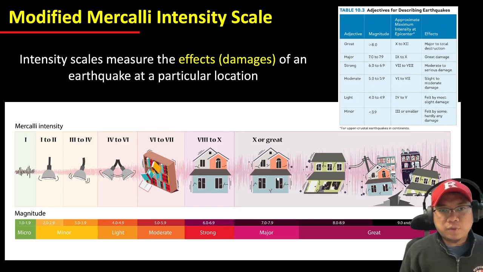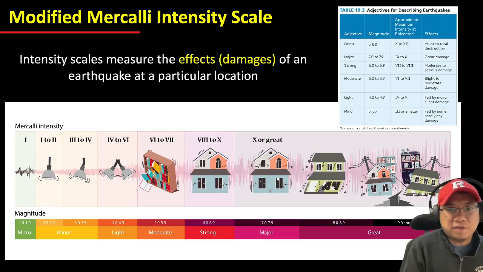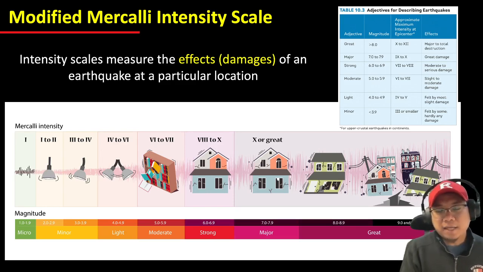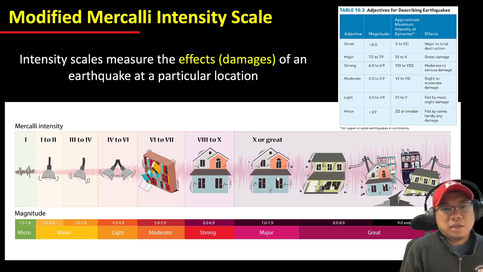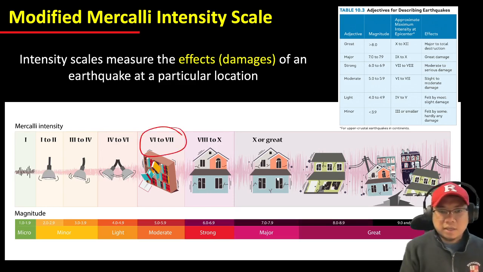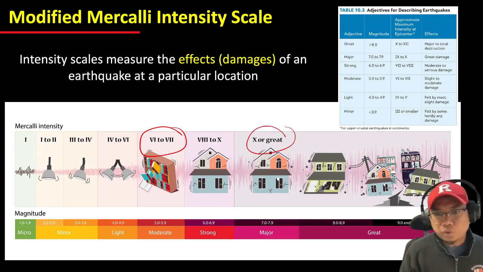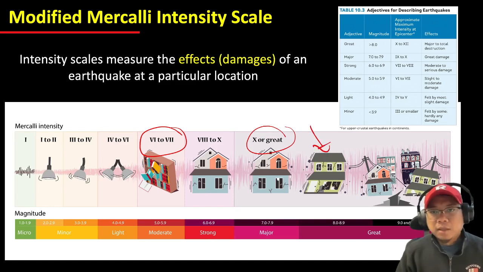And we're going to start with the first one, which is called the modified Mercalli intensity scale. This scale measures the effects or damages caused by an earthquake at a particular location. So for example, here, the intensity of 6 to 7 is something that can knock down a bookshelf, and the intensity of 10 or greater would represent earthquakes that can damage major buildings or major infrastructure, as illustrated by this picture right here.